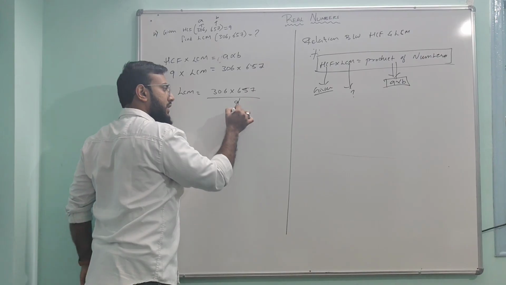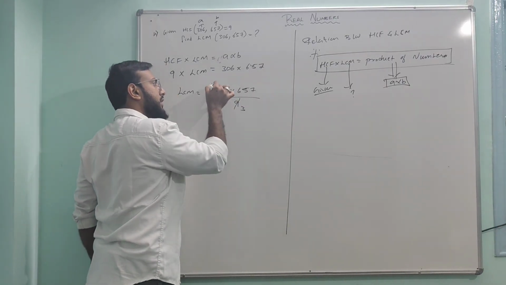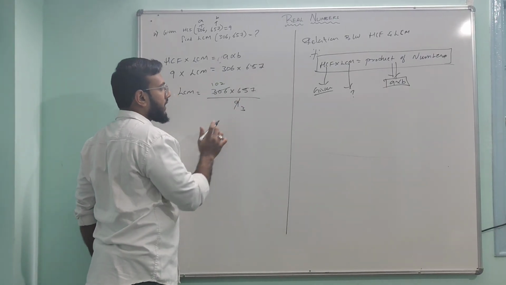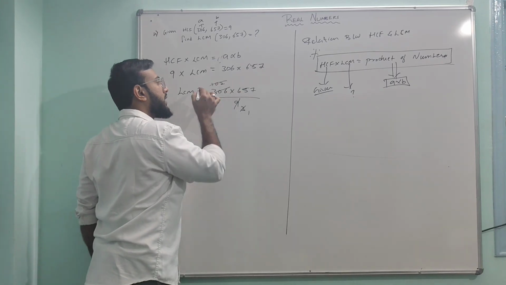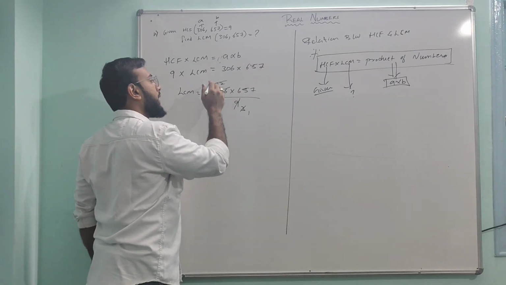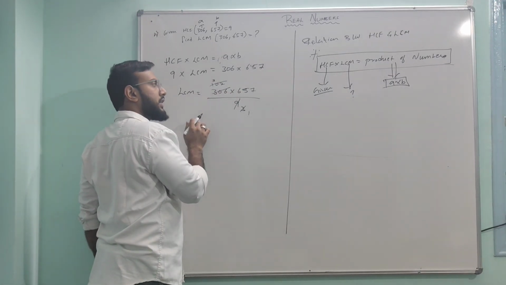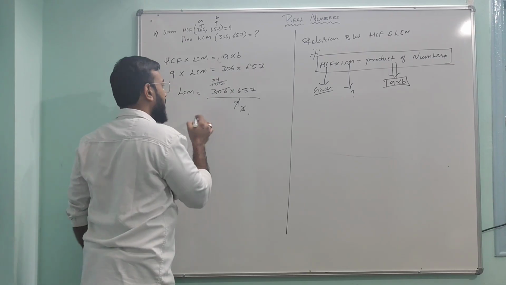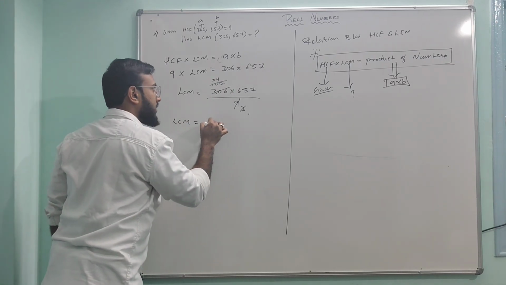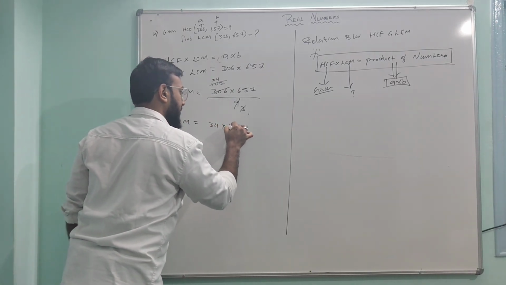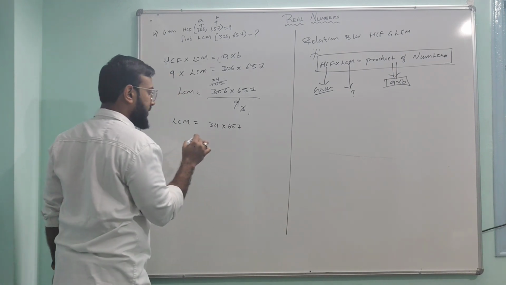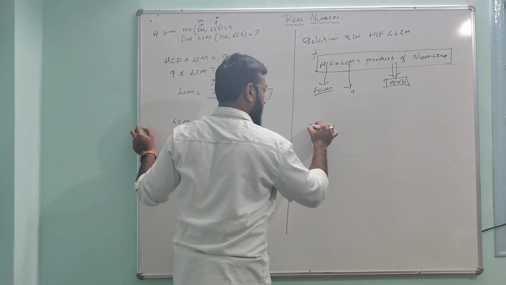Slowly we'll cancel this. 3 threes are 9, 3 ones are 3, 0, 3 twos are 6. Then 3 ones are 3, the 3 table will cancel to 3 threes are 9, 1 carry, 3 fours are 12. What are we left with? LCM is equal to 34 into 657.